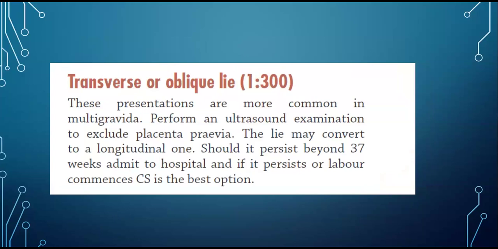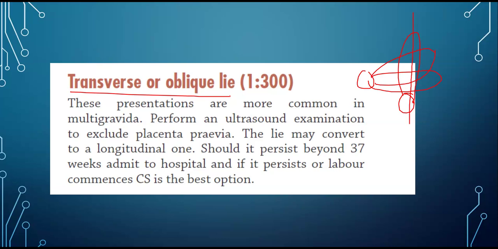Then there is transverse or oblique lie. We know that the baby's lie, or the position, should be like this. So the longitudinal lie is the normal lie. But if the baby is lying obliquely or transverse like this, that's what we call transverse or oblique lie. These presentations are not normal. And you can understand that there is no possibility that it will go for a normal vaginal delivery. So there is a high risk of obstruction, like obstructed labor, if the mother goes into labor.